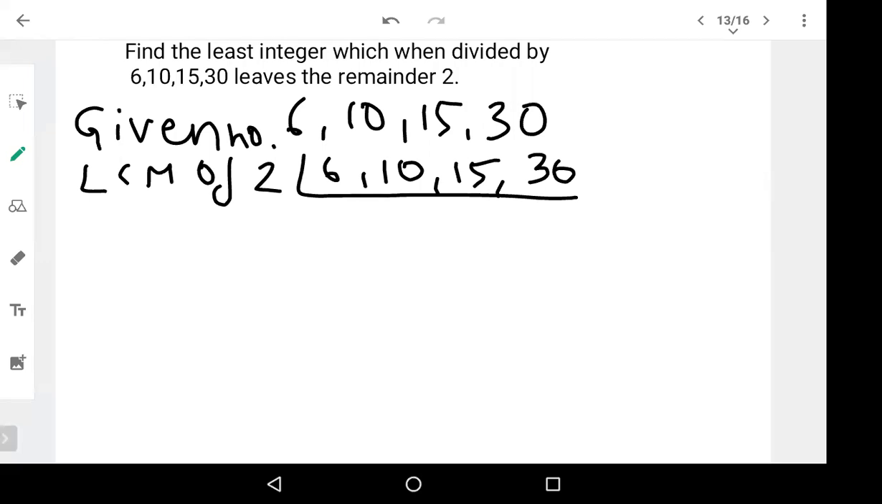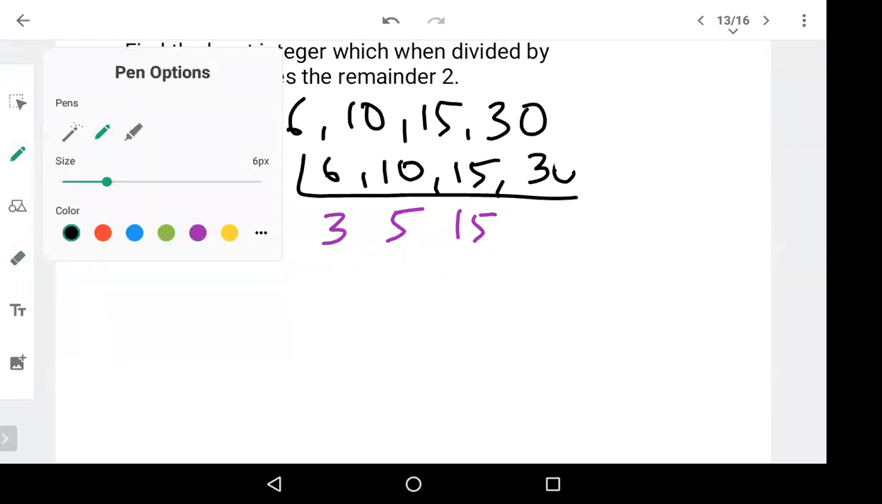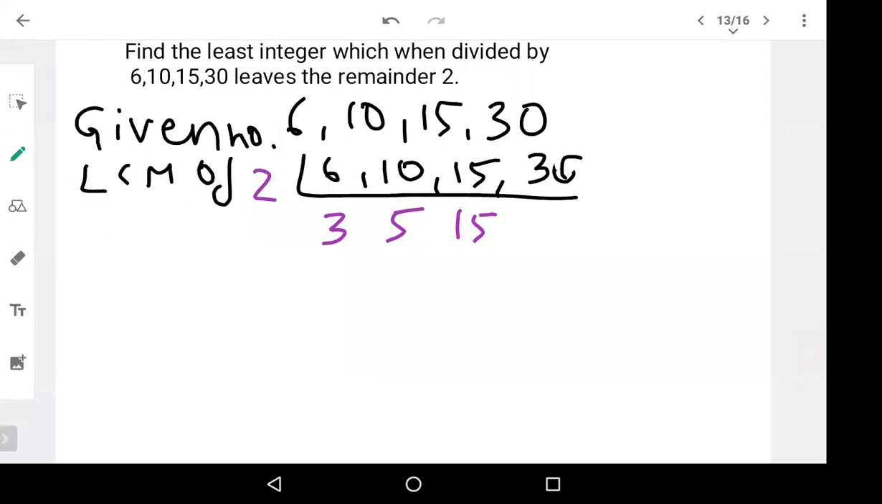Okay. We'll change the color here. 2 3s are 6. 2 5s are 10. I cannot do anything with 15, so it has to remain as it is. In case of 30, I can take it as 15. 2 1s are 2, 2 5s are 10.